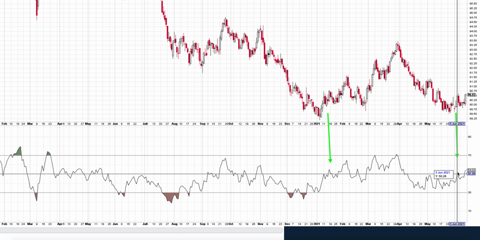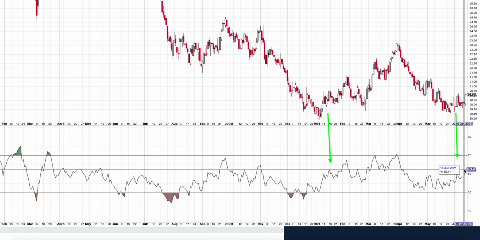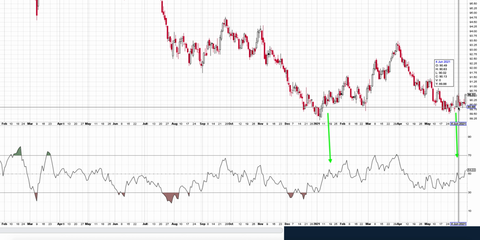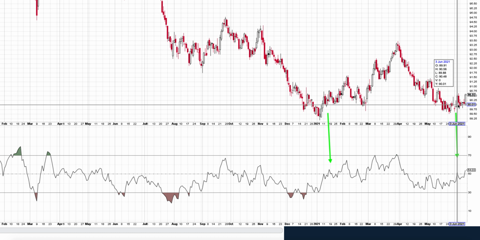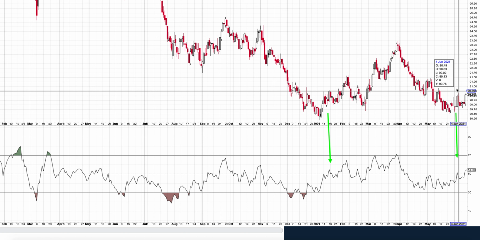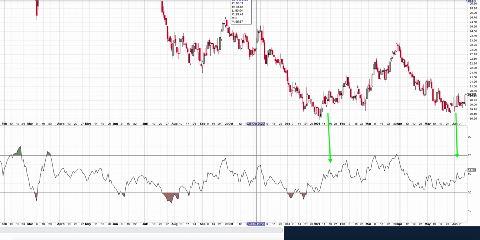And I tweeted today, see this RSI made a high here and a high here. This suggests a higher high than this one, which indicates a minute third of 3 is imminent. Okay, so this is the RSI.